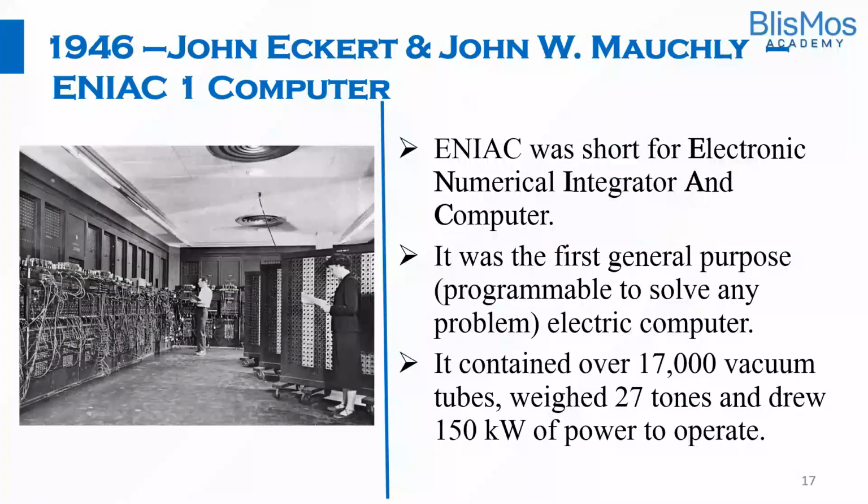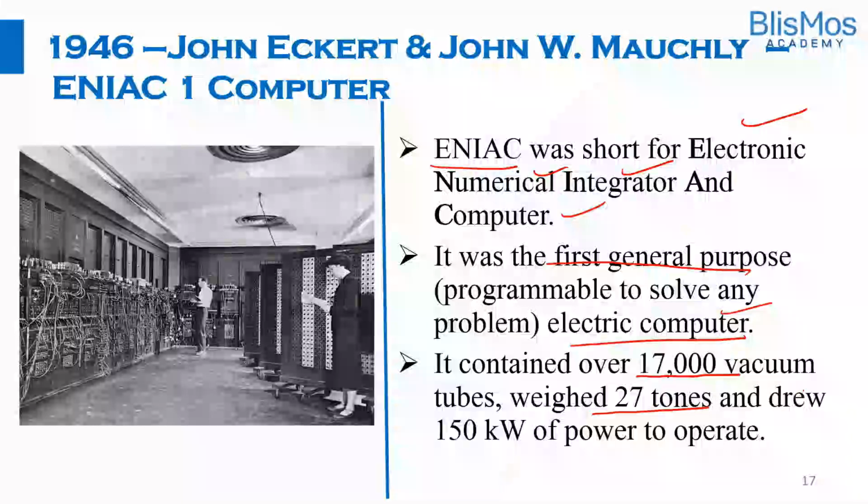Then one of the important milestones in the history of the computer: the first general purpose programmable electronic computer was developed with the contributions of John Eckert and John Mauchly. It was called ENIAC, the Electronic Numerical Integrator and Computer. Look at this, you can see this, right? It contained over 17,000 vacuum tubes. It weighed 27 tons and drew almost 150 kilowatts of power to operate. Look at this massive thing. Can you imagine? Now you have a laptop which is so small compared to this whole room. We have advanced from a room full of computers to having a computer in our hands.